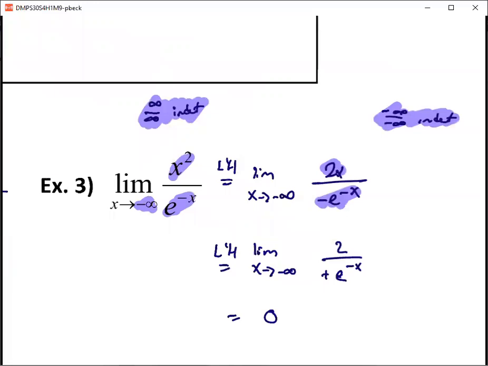Now, L'Hopital's rule, I failed to mention, but I'll say it right now. We tend to put L'H over that equal sign. You don't have to, but we tend to do that because it's a little bit more descriptive of why these two limits are equal to each other.